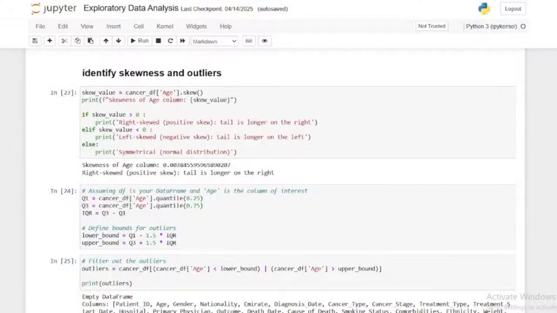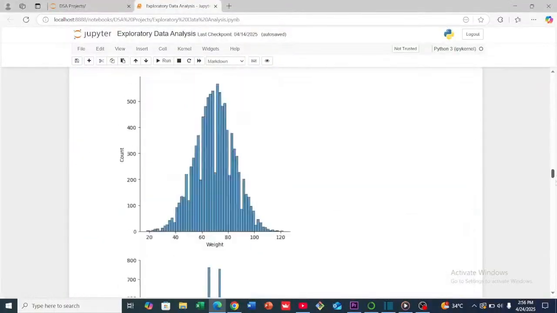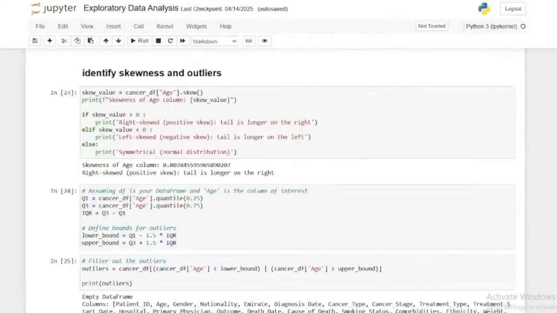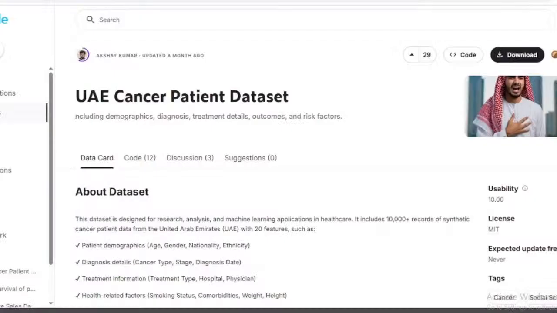Hello everyone, welcome to the Medidata Perspective channel. In today's video, we are going to be learning how I carried out this project to analyze the cancer patient data set using Python. This data set was gotten from Kaggle.